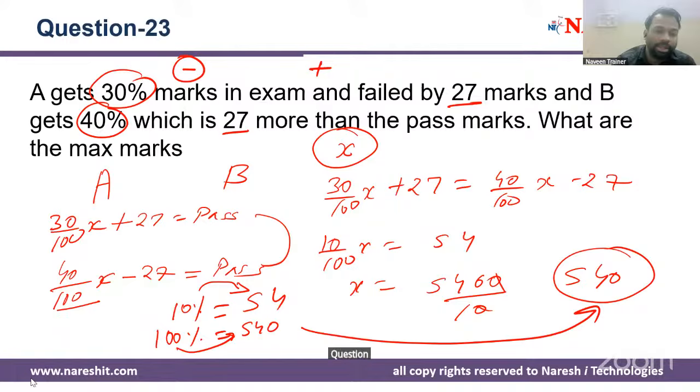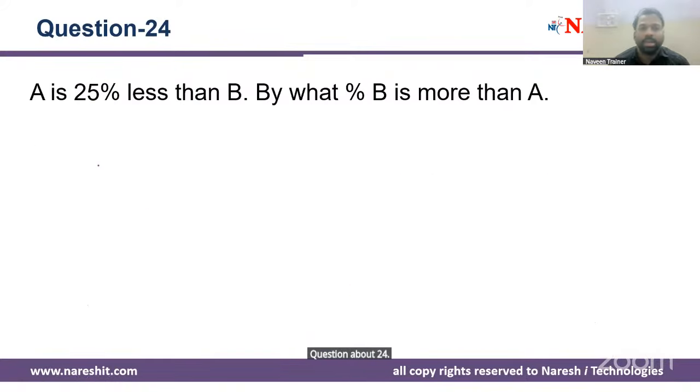Question number 24. A is 25% less than B. By what percentage is B more than A?